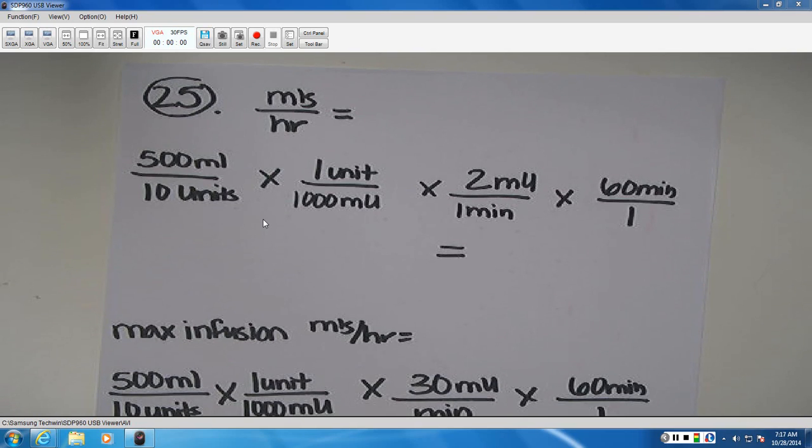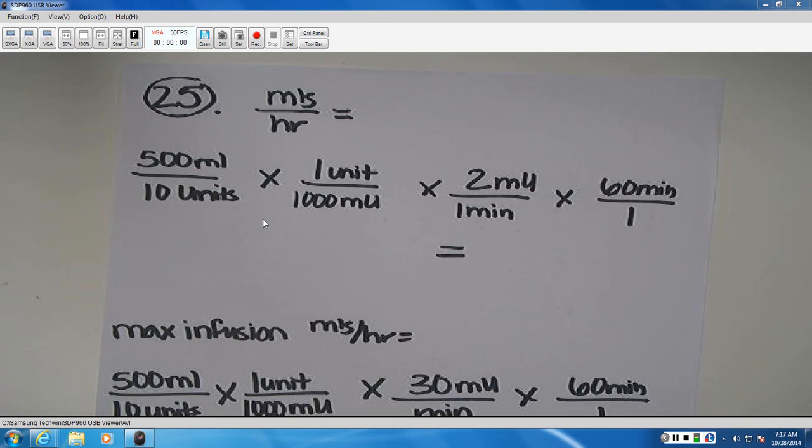So number 25, the physician has ordered 500 mLs of D5W with 10 units of Pitocin IV. That's what he wants us to give. We are to begin at 2 milliunits per minute and then increase by 1 milliunit every 30 minutes until our contraction pattern is regular. The maximum dose is 30 milliunits per minute. So that's what we got going on.